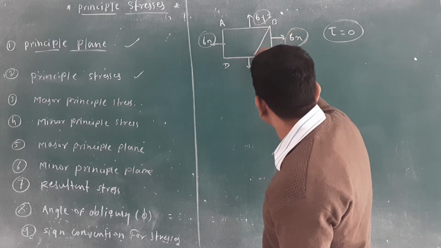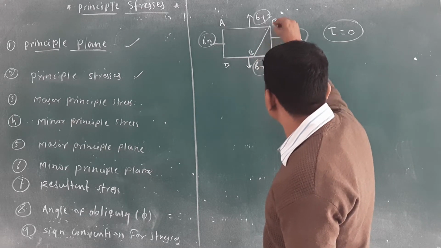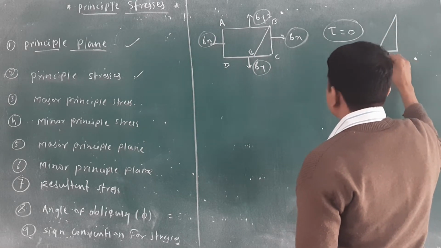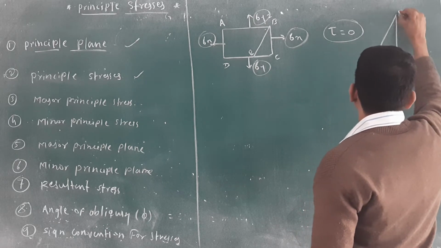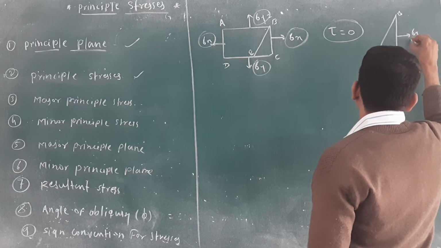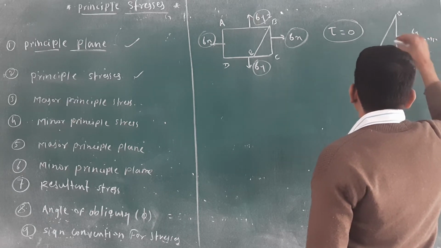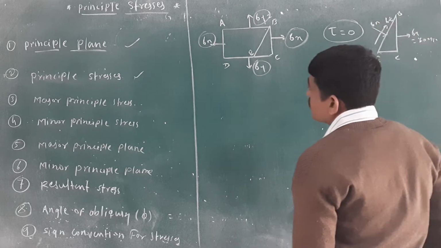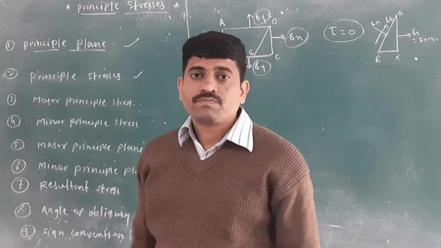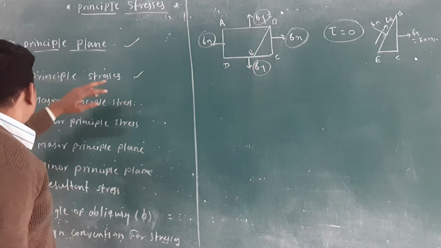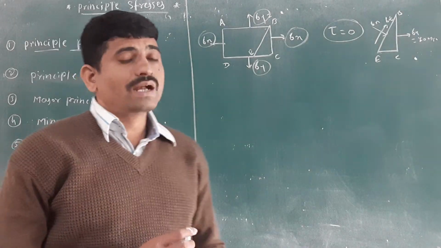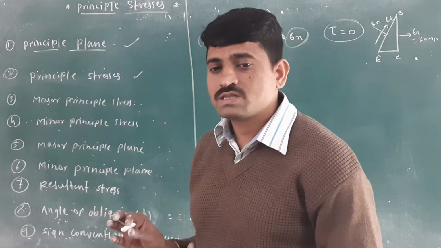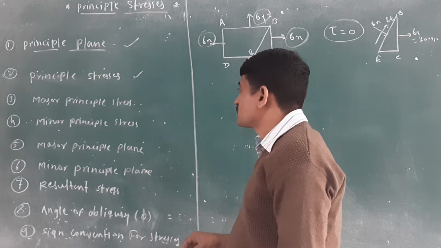Suppose I consider this one, the B plane. On the B plane, here is some value given. Sigma x is given, suppose 70 MPa, and there is a normal stress and also tangential stress on that principal plane. This is called the principal stresses. The magnitude of the normal stresses acting on the principal plane is called the principal stresses.